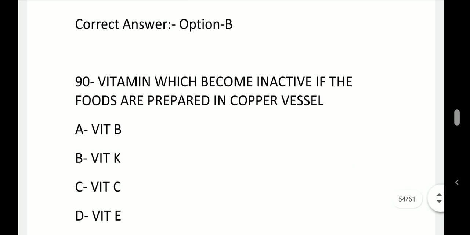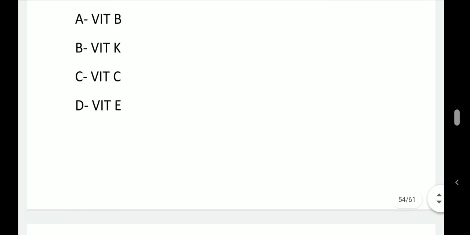Question number 90. Vitamin which becomes inactive if the foods are prepared in copper vessel. Option A, vitamin B. Option B, vitamin K. Option C, vitamin C. Option D, vitamin E. Answer is C, that is vitamin C.